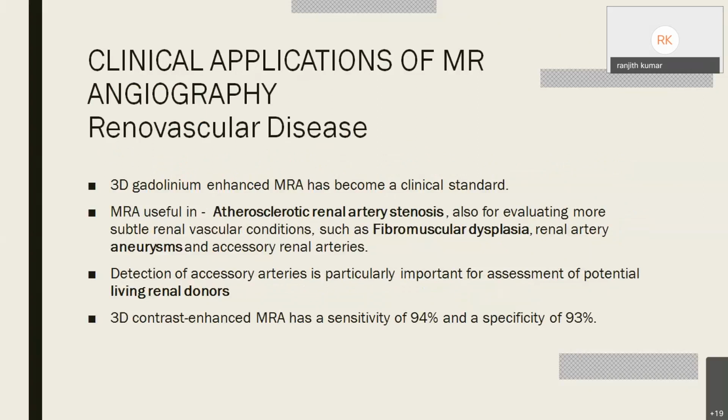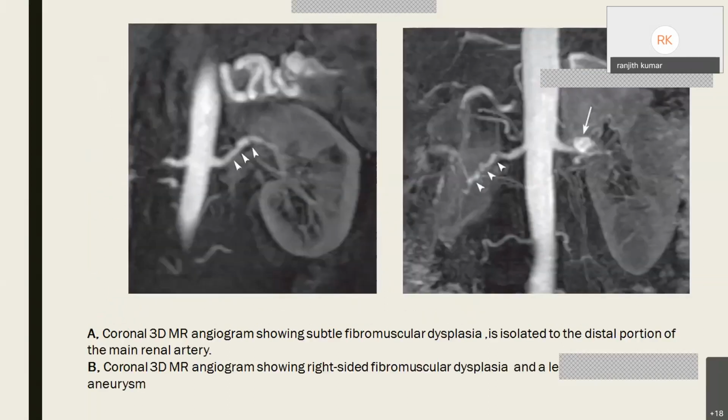So coming to the applications, MR angio is useful in atherosclerotic renal artery disease or fibromuscular dysplasia, aneurysms of the renal vessels, and also infrapopliteal and peripheral vascular disease, and also to detect the renal arteries, mainly in patients who are planning for living renal donation. They have a high sensitivity of 94% and specificity of 93%.